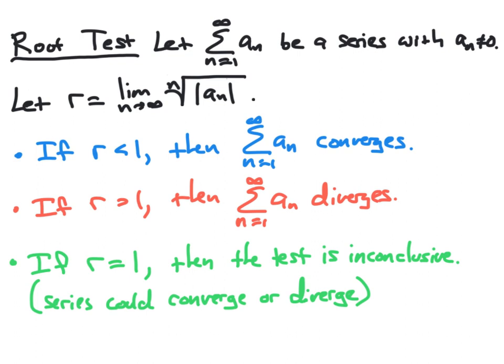It is incredibly useful to notice that the statement and conclusions of the ratio and root test are only different in how the number r is determined. For the ratio test, it is the limit of the ratio of consecutive terms, and for the root test, r is the limit of the nth root of the terms.